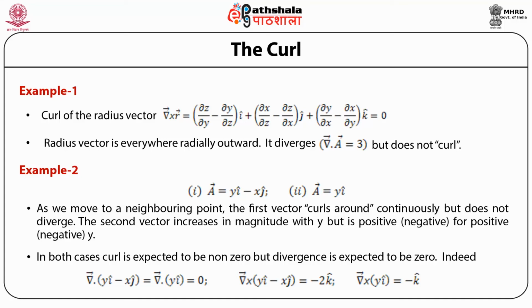In both cases, curl is expected to be non-zero but divergence is expected to be 0. Indeed, del dot (y i cap minus x j cap) is equal to 0, and del dot (y i cap) is equal to 0. Del cross (y i cap minus x j cap) is equal to minus 2 k cap, and del cross (y i cap) is equal to minus k cap.